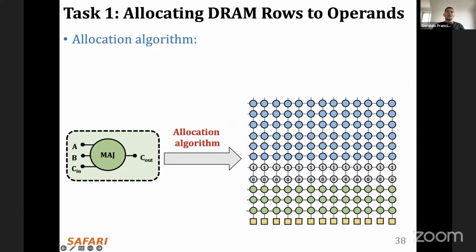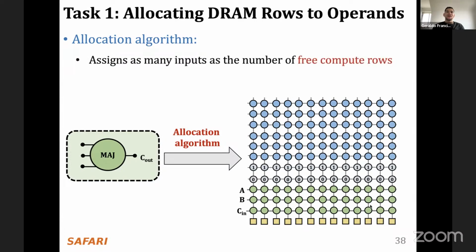Our algorithm takes as input the majority node implementation of the desired operation generated in step 1, and it starts by assigning the inputs of each majority logic primitive to the available compute rows, one at a time. Since the number of compute rows is limited, three in this example, this step of the algorithm assigns only as many inputs to the compute rows as the number of compute rows that are available.